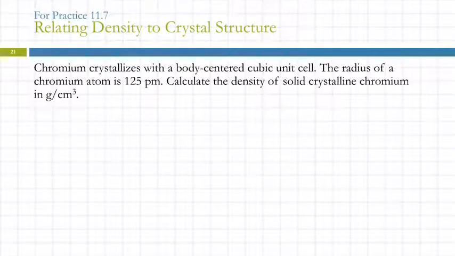Okay, another problem. Chromium crystallizes with a body-centered cubic unit cell. The radius of a chromium atom is 125 picometers. Calculate the density of solid crystalline chromium in grams per cubic centimeter. There are so many different types of questions I could ask you relating to volumes and packing efficiency and different things. I can't cover all of them, and even if I did, you wouldn't be able to remember them all. This is why it's important to be able to think critically about a problem and figure it out.